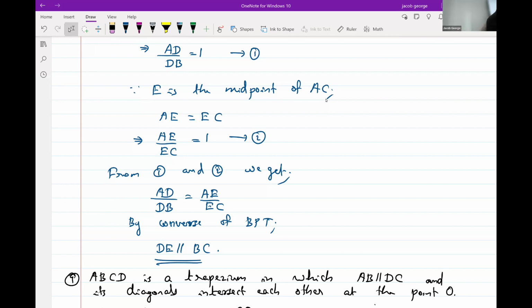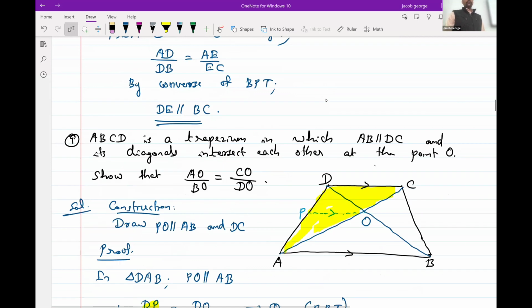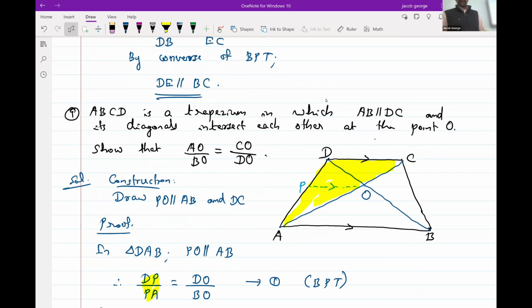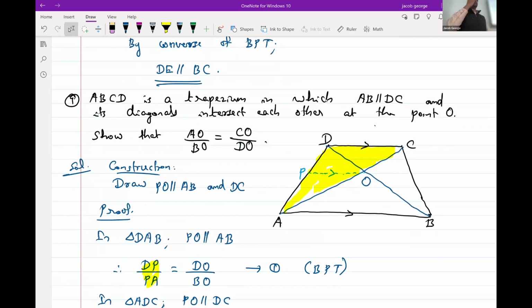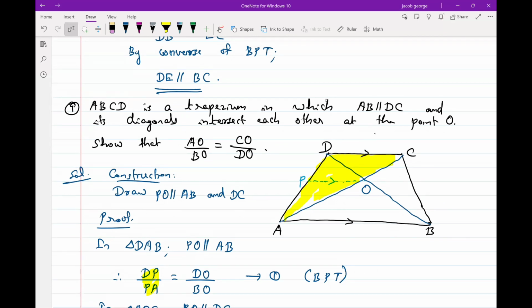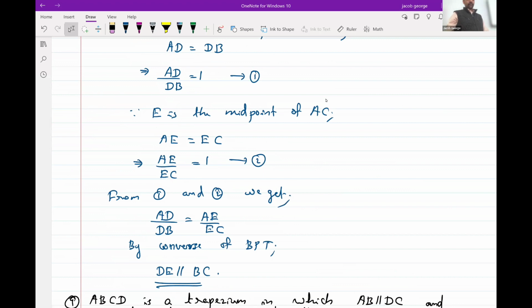Yes. Next, two trapezium questions are there. That is the last part of this exercise. A similar question is there again in the second exercise. Here the trapezium question is based on BPT; in the second exercise, it is based on similarity. Sir, can you scroll up a little? Enough? Please tell me after the completion.